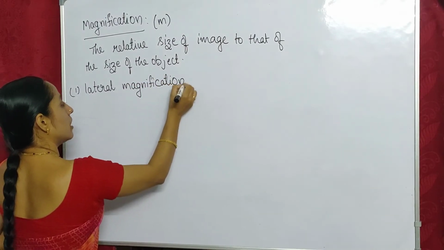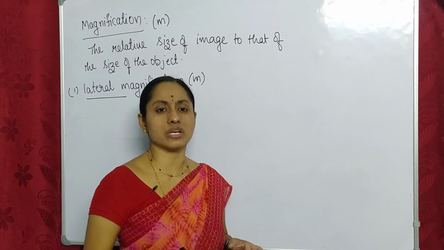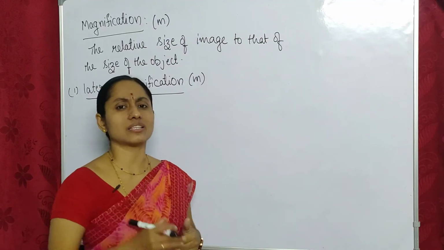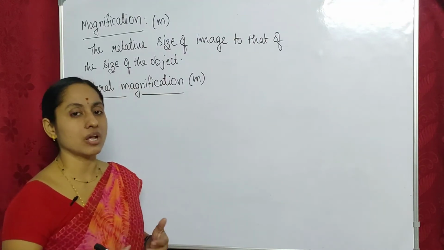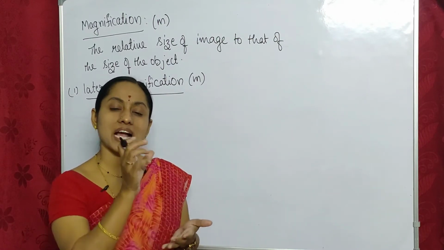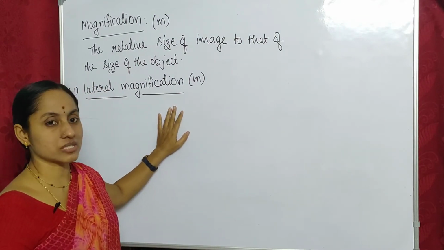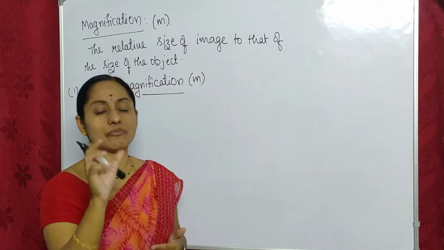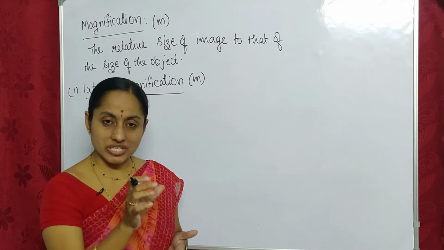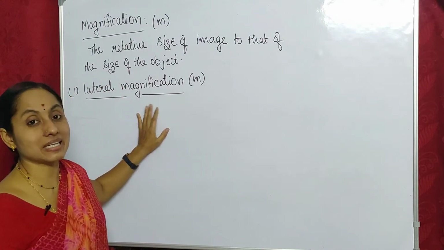Lateral magnification is symbolized with small letter m. This is the magnification mostly we will be using. The most important categorization. This is what we use most; the other two we use very rarely, unless they are mentioned in the question. If the question only says magnification and nothing else is mentioned, this is the one that is given. Any other type will have its name mentioned. So please remember while solving problems, if in the question it is given that magnification is 3, then you need to consider it as lateral magnification.